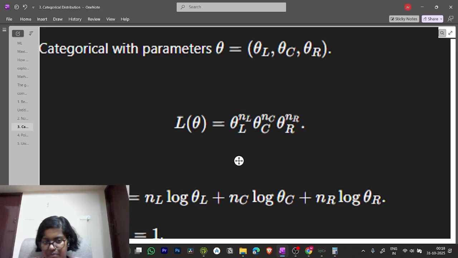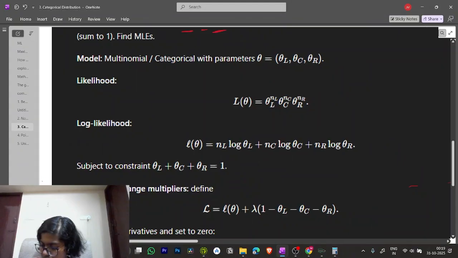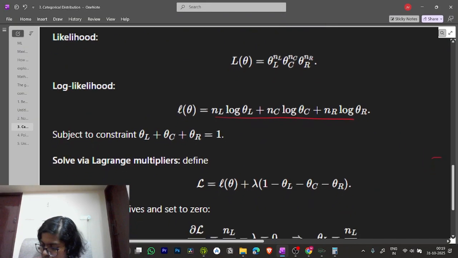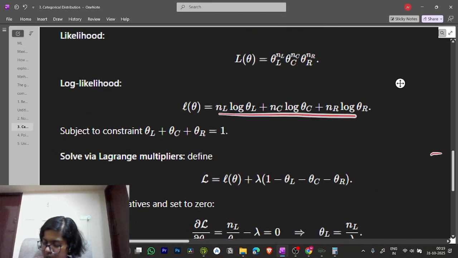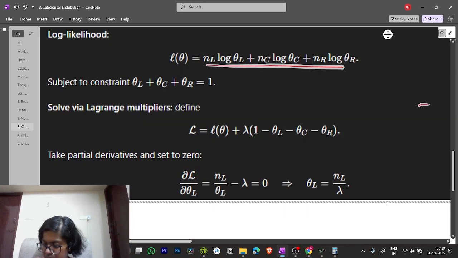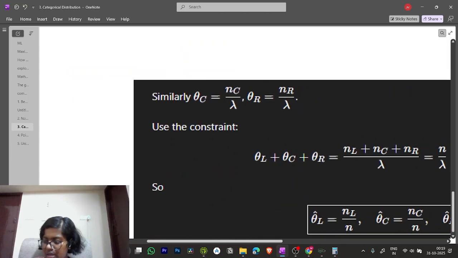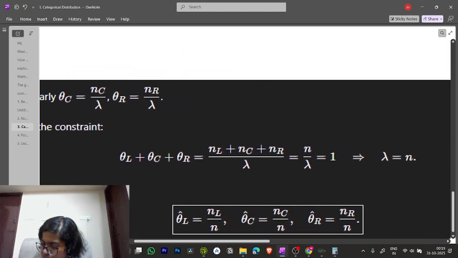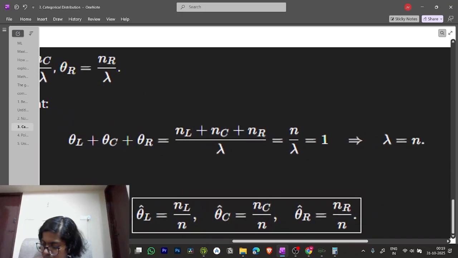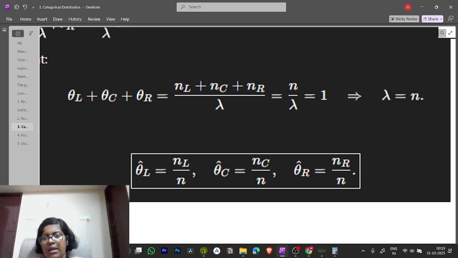That's the power. We are finding the log, writing it this way, and we know the constraint that the summation of probabilities is equal to 1. So via Lagrange's multipliers, we define this, then we find the partial derivative and equate it to 0, similarly for center and for right. We know that theta L, the probability of it going to the left, is nothing but the number of times it went into the left side divided by the total number of times.